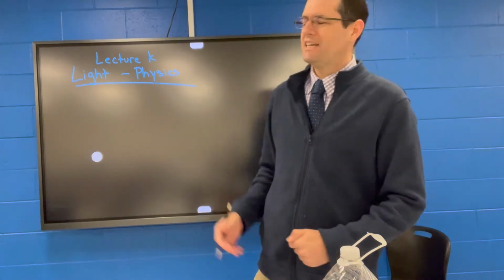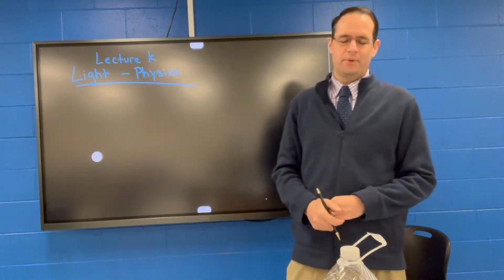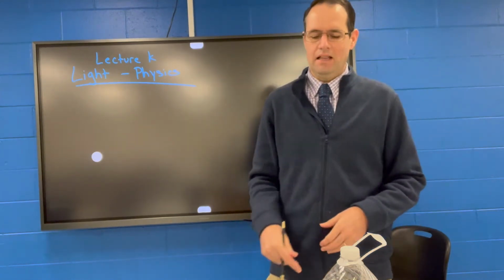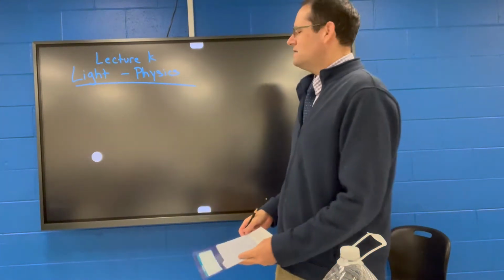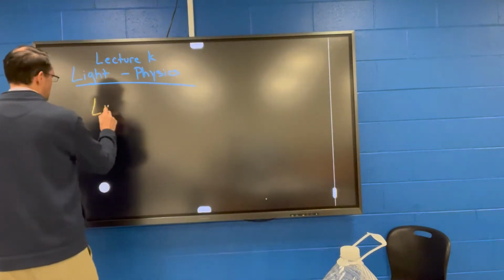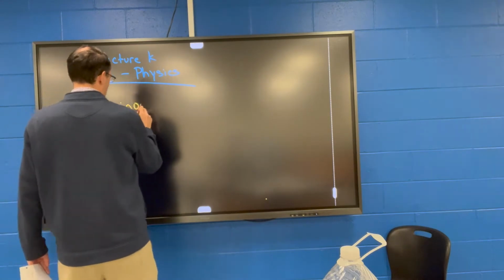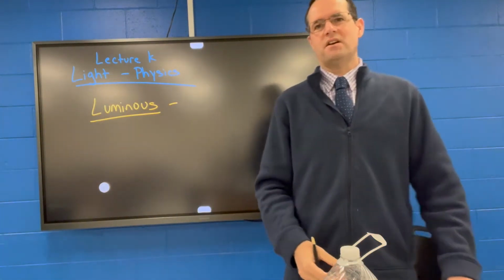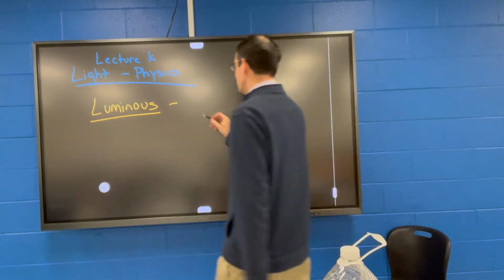Today we're doing lecture K. We're in week 6. We're beginning physics and we want to talk about the topic of light. Let's discuss some vocabulary words here. Luminous is a word to describe any object that gives off light.